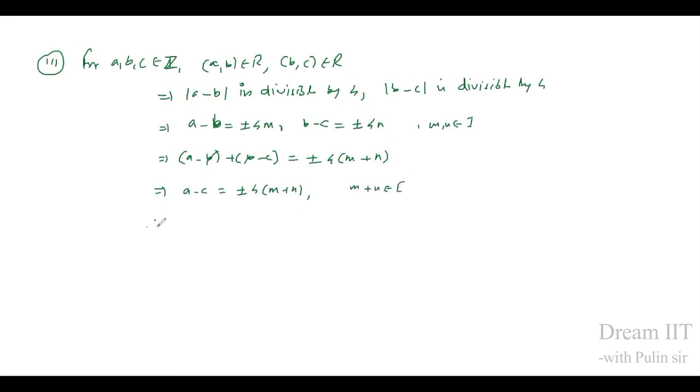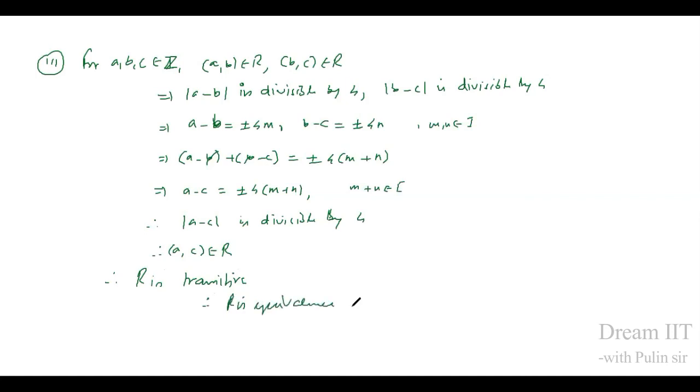Yes. So from here, can I say that this is divisible by 4? Yes, I can say. Therefore, (a, c) belongs to R. Therefore, R is transitive. Hence, R is an equivalence relation, because you can see it is transitive, reflexive, and symmetric, all the three.